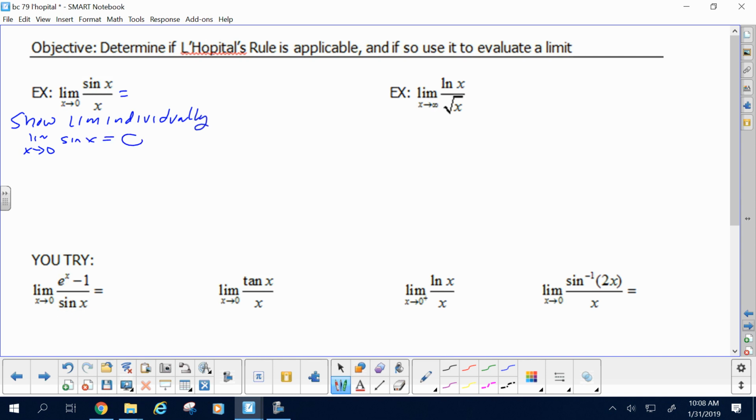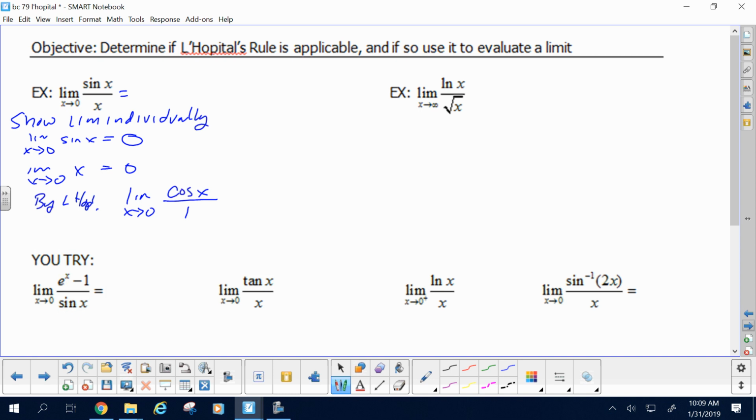Wouldn't you agree that sine does go to 0 as x goes to 0? Wouldn't you also agree that x goes to 0 as x goes to 0? The minute you've then shown that the top and bottom go to 0, fight the temptation to write 0 over 0. Then you'd say something like, by L'Hopital, the limit is equivalent to cosine of x over 1.